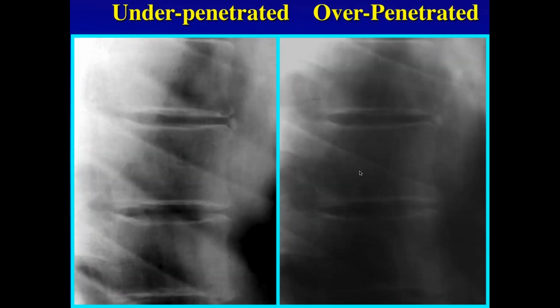Another feature that we should be cognizant of is the radiographic technique itself. If one has an underpenetrated image versus one that is normally penetrated or exposed, it can affect the apparent amount of mineralization. This one looks radiographically osteopenic, this one not. So that can affect our interpretation.